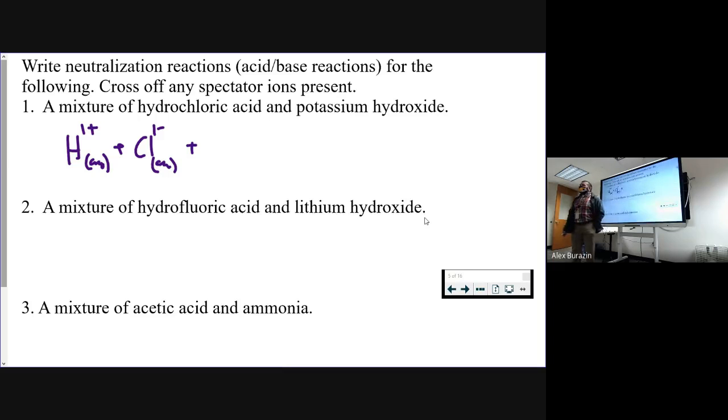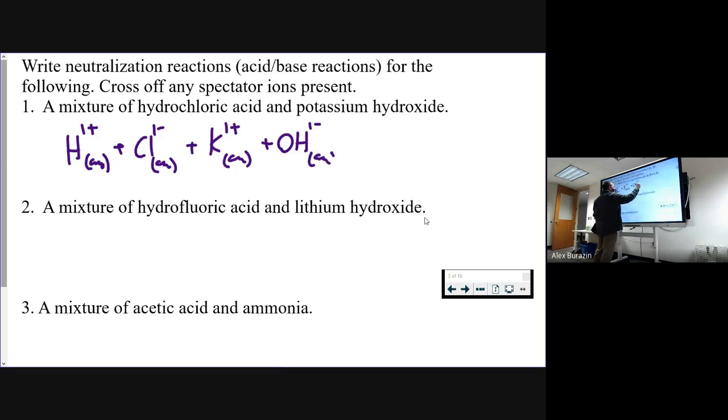Okay, but I will never use that, and neither will AP, because it just is a wrinkle of confusion that doesn't need to be made. So I won't use it. So you don't even have to be on the lookout for that. But potassium hydroxide is strong, so we should write this dissociated.